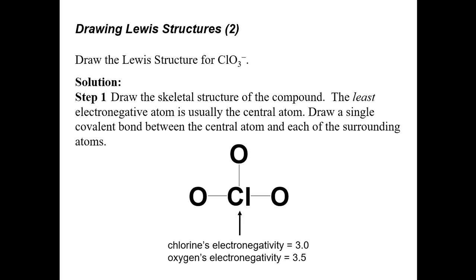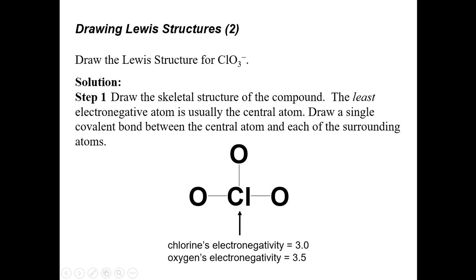Drawing Lewis structures is another very important aspect. You see, they draw the Lewis structure for ClO3. In ClO3, you draw the skeletal structure with the least electronegative element in the center. Oxygen's electronegativity is 3.5, Cl's is 3. The least electronegative element is chlorine, so chlorine comes to the center.